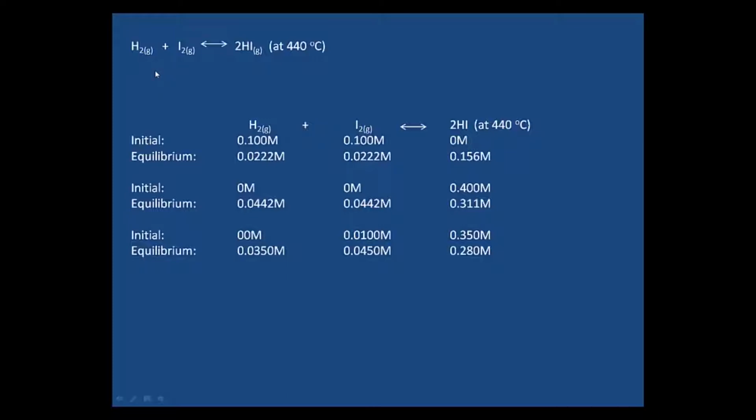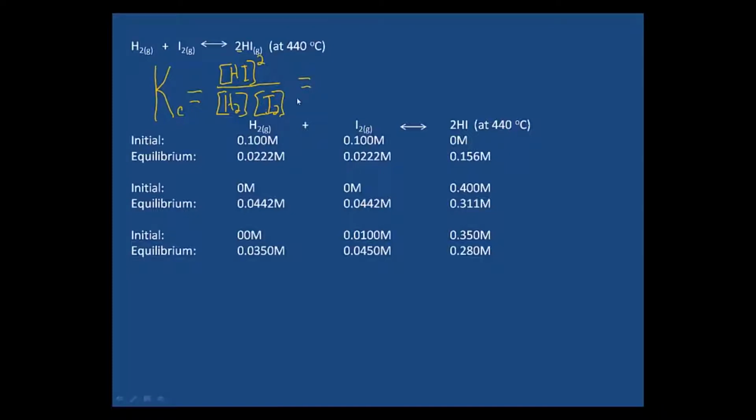The equilibrium constant for this, and we'll do it based on concentration, would be written, like we saw on the previous page, as the concentration of HI at equilibrium, and we'll square that because the coefficient is 2. We'll divide that by the concentration of H2 and the concentration of I2, like that.